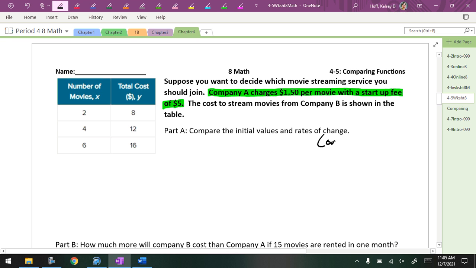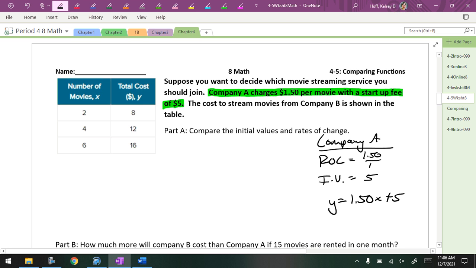So Company A, what's the rate of change? 1.50 over 1. And your initial value is 5. So what does my equation look like? My rate of change is $1.50 and my initial value is 5. What's my equation? Bingo. Y equals 1.50x plus 5. It's always nice they give us 1.